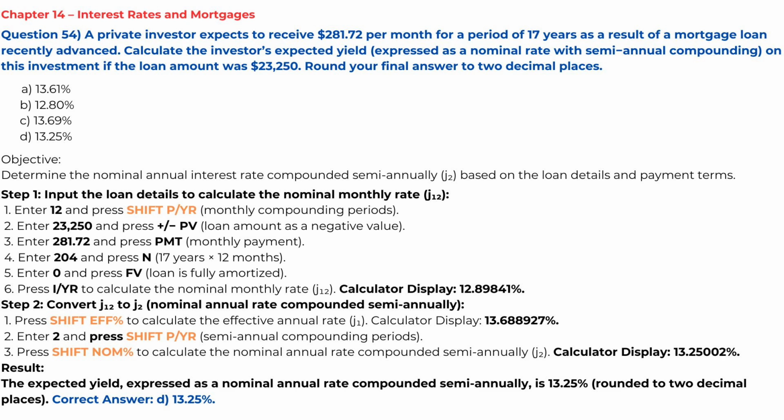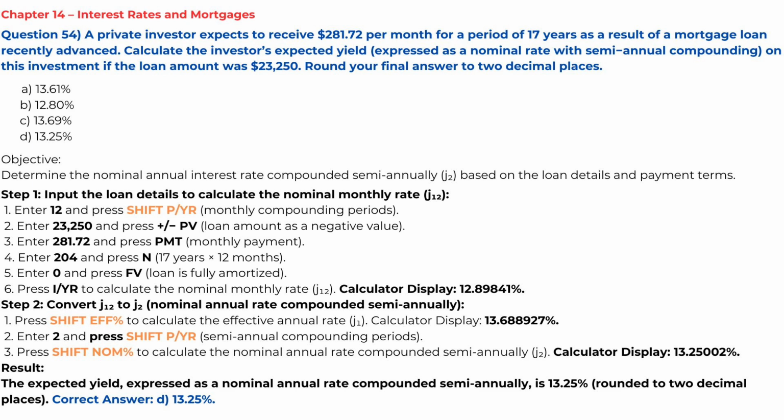Step 1. Input the loan details to calculate the nominal monthly rate, J12. Enter 12 and press Shift PYR. Enter 23,250 and press the plus and minus sign and then PV, loan amount as a negative value. Enter 281.72 and press PMT, monthly payment. Enter 204 and press N, 17 years times 12 months. Enter 0 and press FV, loan is fully amortized. Press IYR to calculate the nominal monthly rate, J12. The calculator displays 12.89841%, that is J12 is 12.89841%.